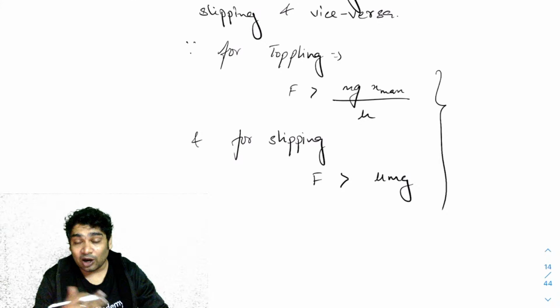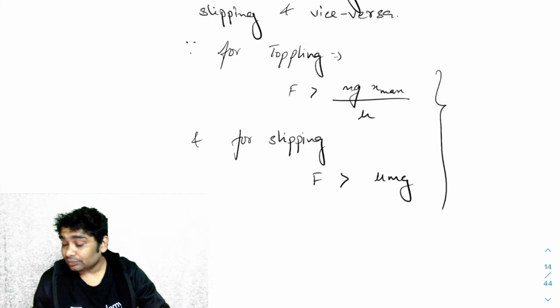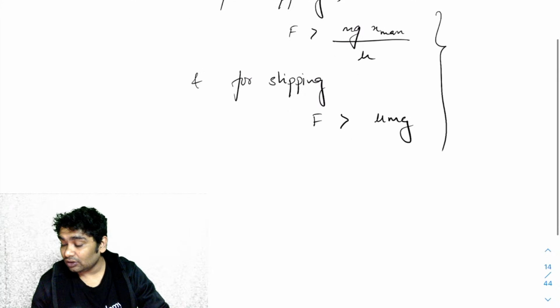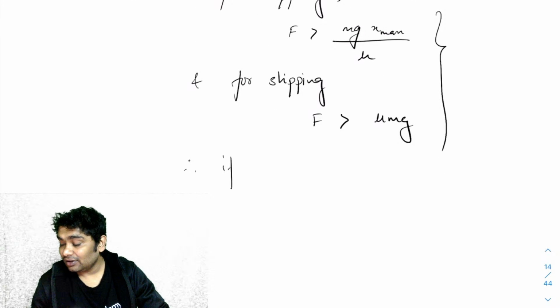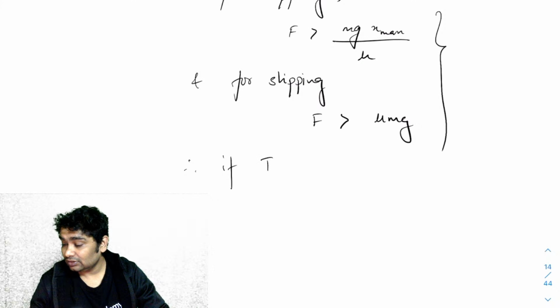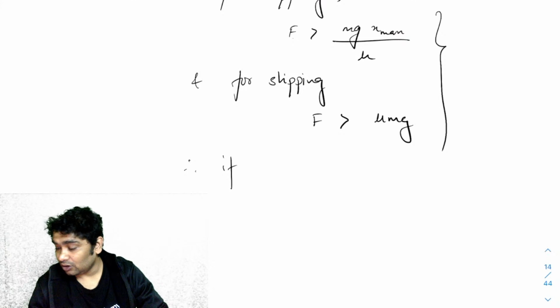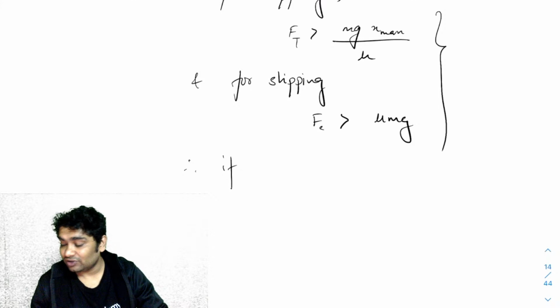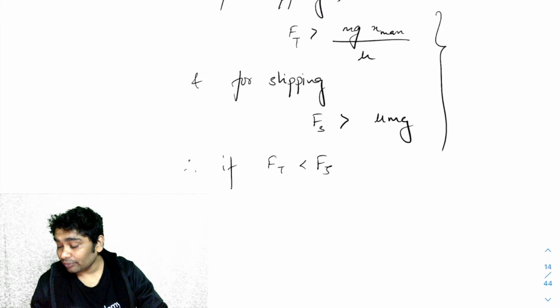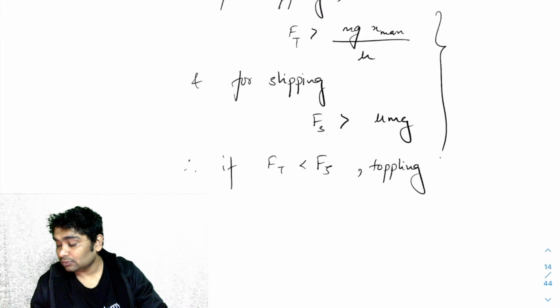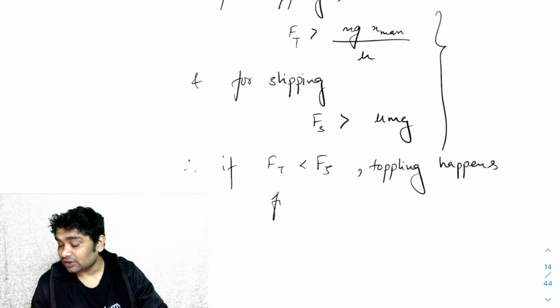So that is how you will approach this kind of question. Let's call this F toppling, and let's call this F of slipping. If F toppling is less than F of slipping, then toppling happens first, and vice versa. This is how you could have answered this.